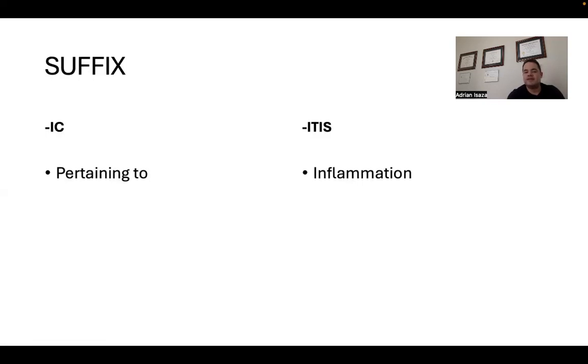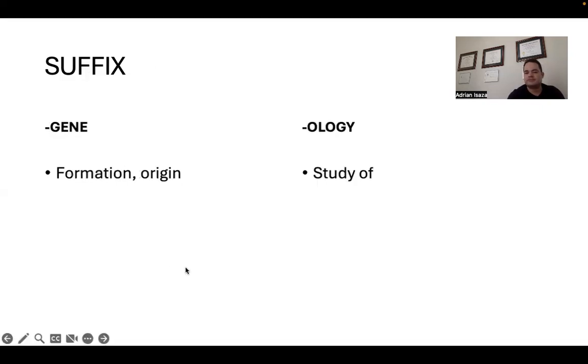Suffix: ic, right, means pertaining to. Itis means inflammation. So ic means pertaining to. Itis means inflammation. Suffix, which we said comes right after the combining form or root, right? And now we have the suffix gene. Gene means formation, origin. Ology means study of.